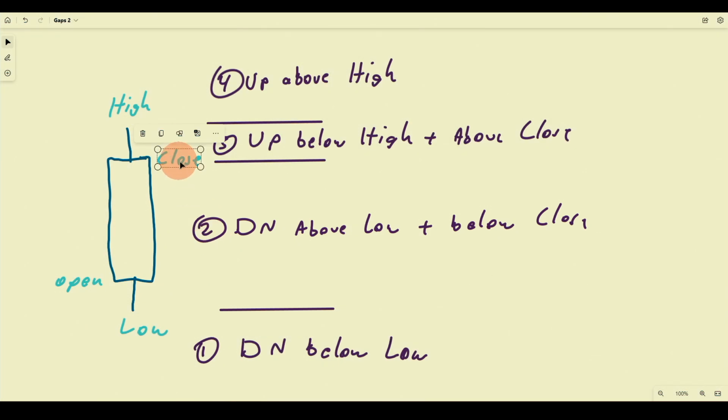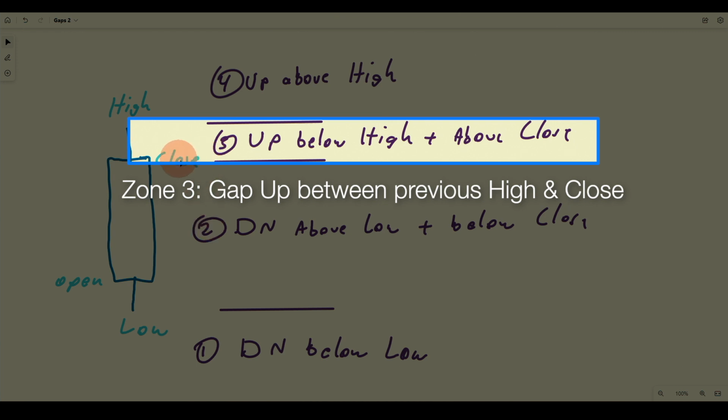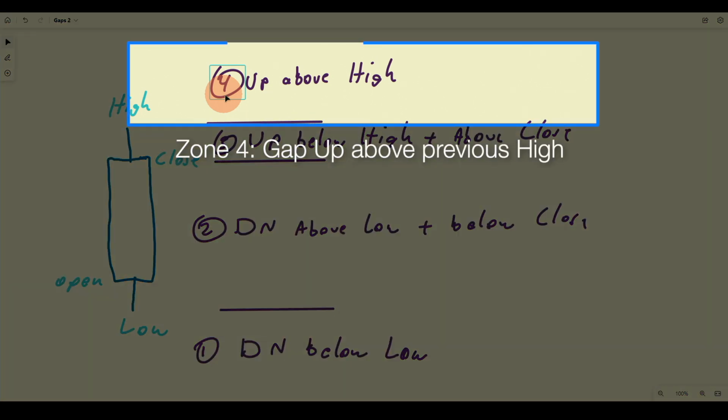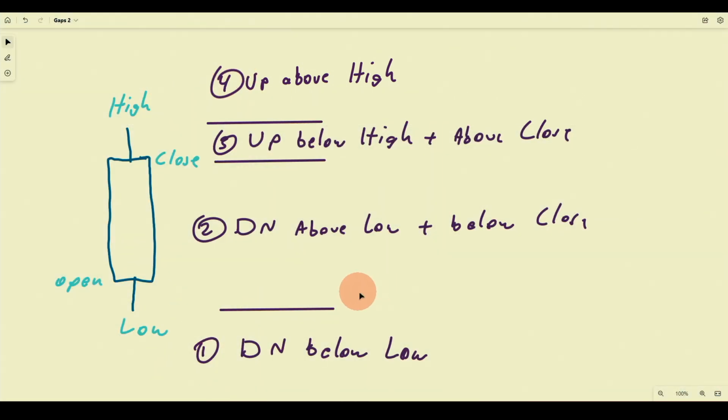Now remember, this close could be anywhere. And anytime the open is above the close and below the previous high, that's zone 3. We are up, below the previous high, but above the close. And of course, the last zone is when we are up, so that means the open happens above the previous high. So those are the 4 zones that we will divide our gaps in.